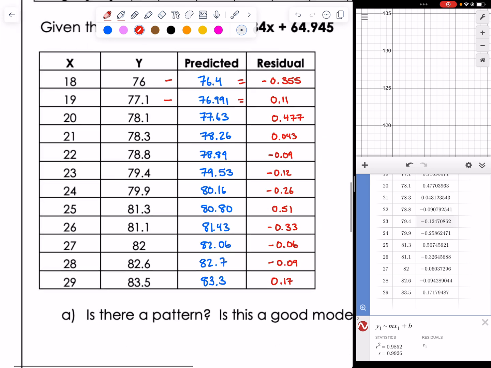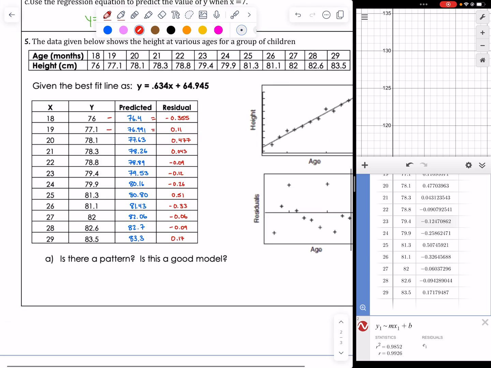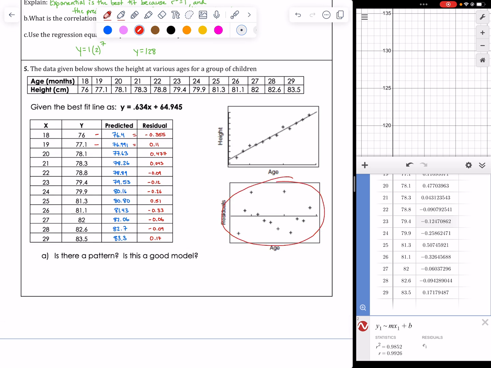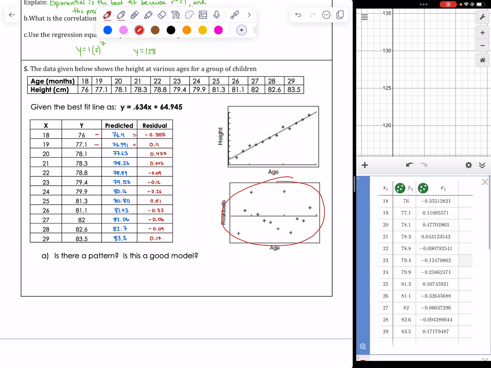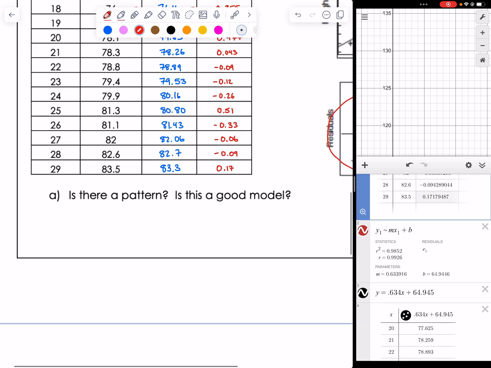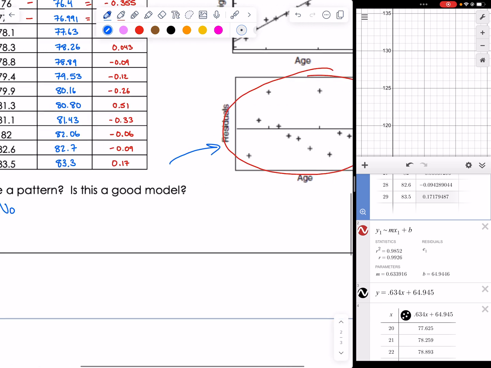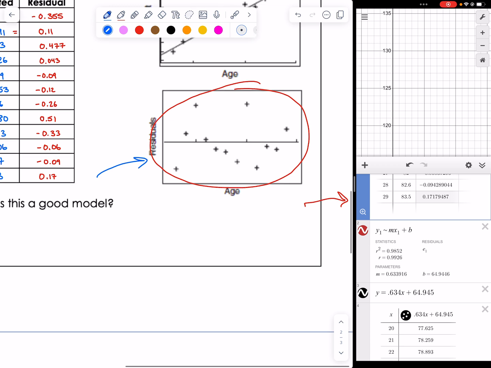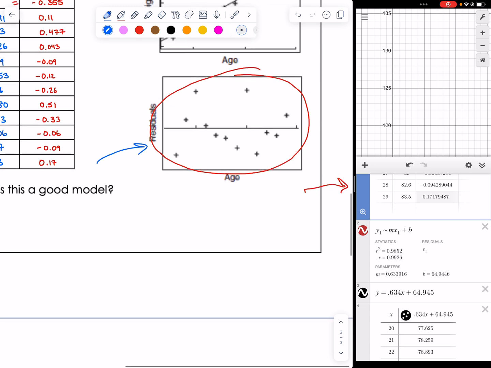So then I need to answer some other questions. They have already plotted the residuals over here, so I don't have to plot them. I notice there's no pattern to that residual plot, which is a good thing. I also noticed the R-square value over here is 0.9852, which is another indication that this is a good model. So is there a pattern? No. And that's referring to this residual plot, how there's no pattern. It doesn't look linear, quadratic, exponential at all.